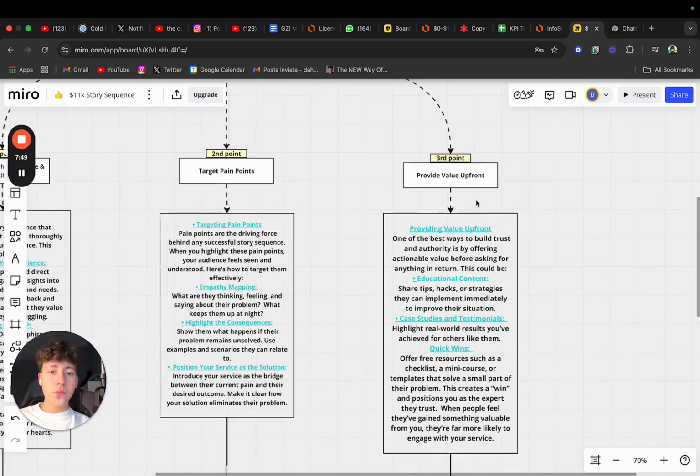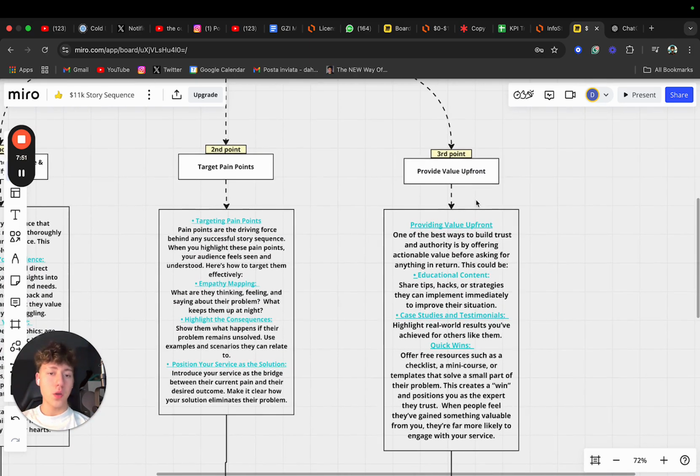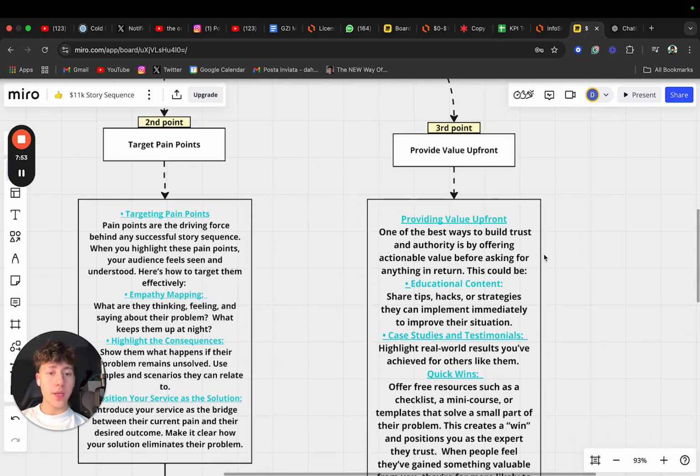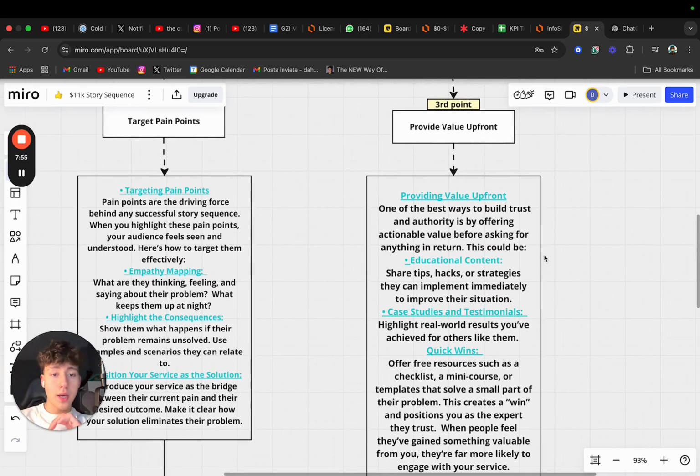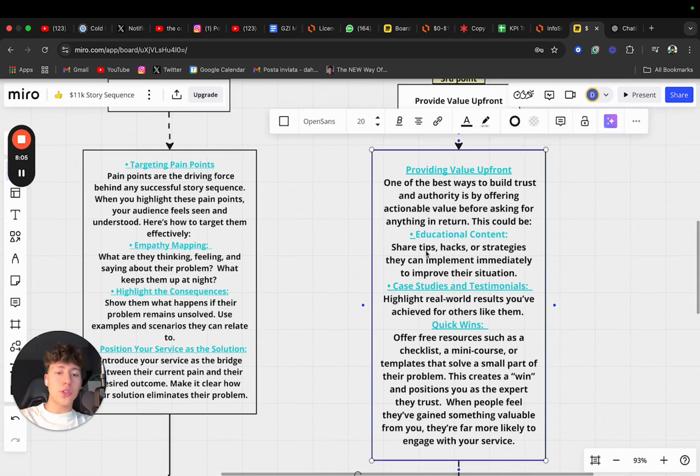Okay. Third point, provide upfront value. Providing value upfront is one of the best ways to build trust and authority, by offering actionable value before asking for anything in return. This could be educational content, so the kind of content that you should be posting. Educational content is the key. So short tips, hacks, or strategies that they can implement immediately to improve their current situation.